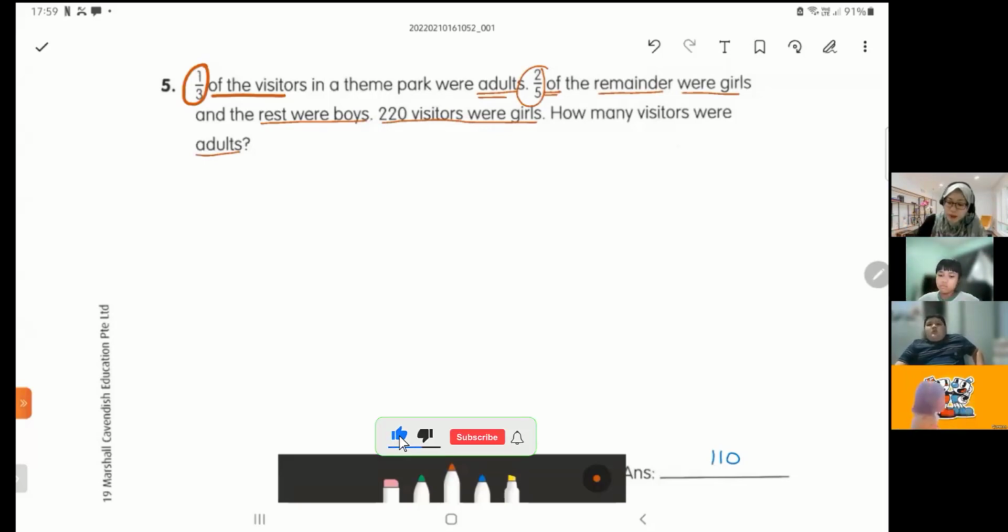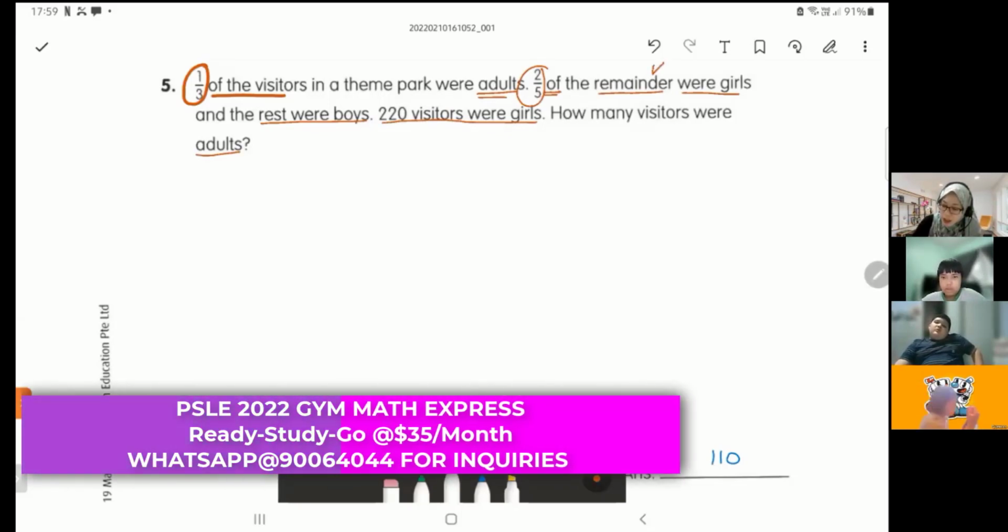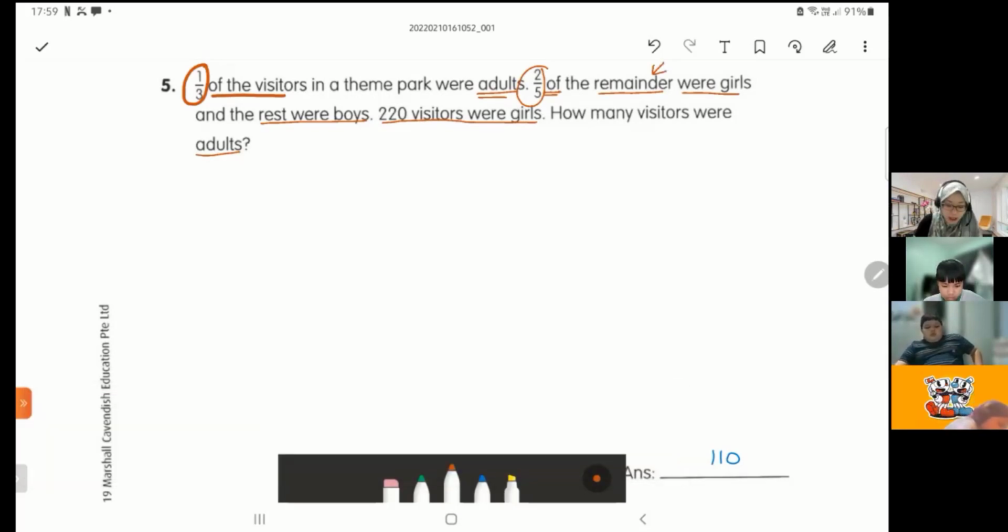Okay, they mentioned 1/3 of the visitors were adults, right? And then I have the remainder. Can you see that they say 2/5 of remainder? Can I find my remainder first? Yeah, let's find remainder first. So the remainder will be 1 whole minus 1/3 equals 3/3 minus 1/3 equals 2/3. Now my remainder here is 2/3.